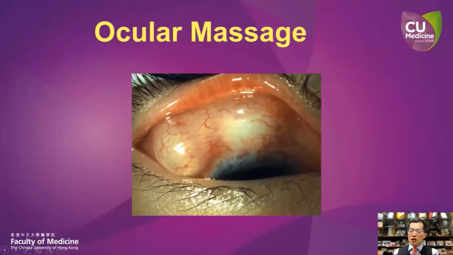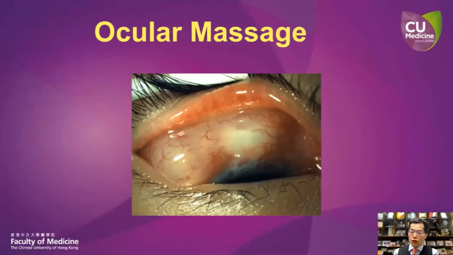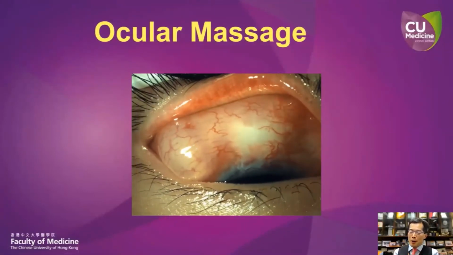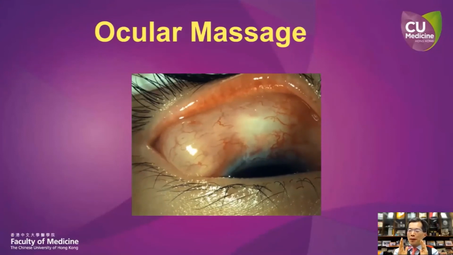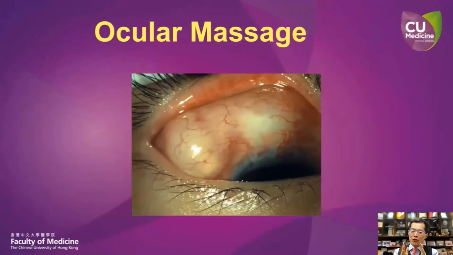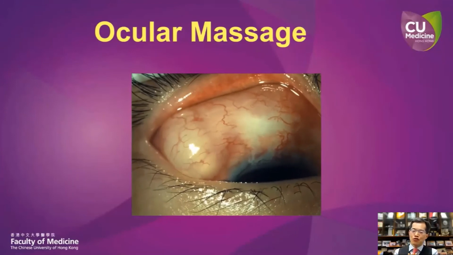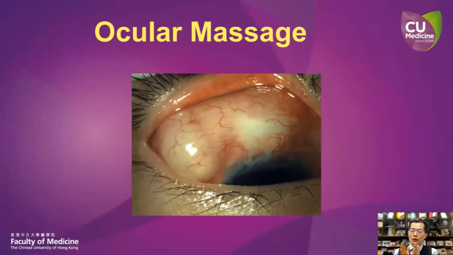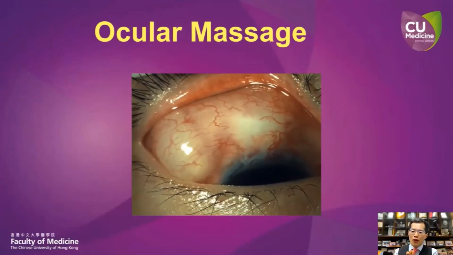Now, ocular massage is only useful if you can raise a bleb. If you apply a lot of pressure and the bleb cannot be raised, then the fistula has already closed off. And under those circumstances, there's no point in repeating the massage either yourself or asking the patient to perform ocular massage at home. If it doesn't raise a bleb, it doesn't work, and there's no point in further performing that.